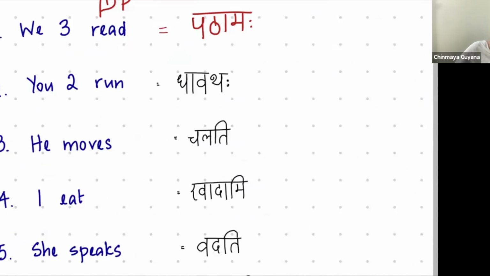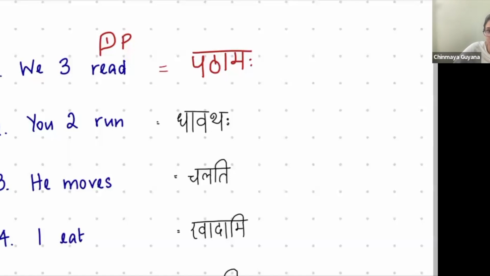Okay, now, let us see. We three read was patamaha, and that was first person, plural. Now, you two run. What person is that? I'm going through it with all of you, so we learn to think through it, okay? You two run. You is second person. You two is dual. You two run will become dhava.